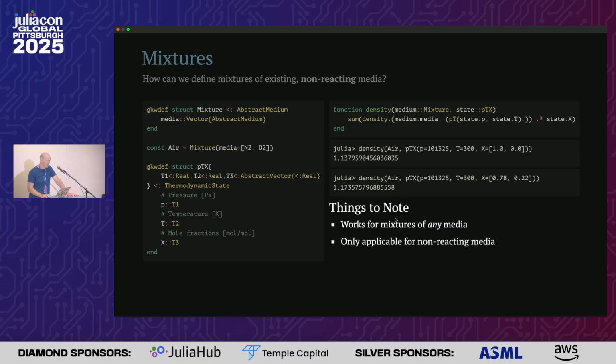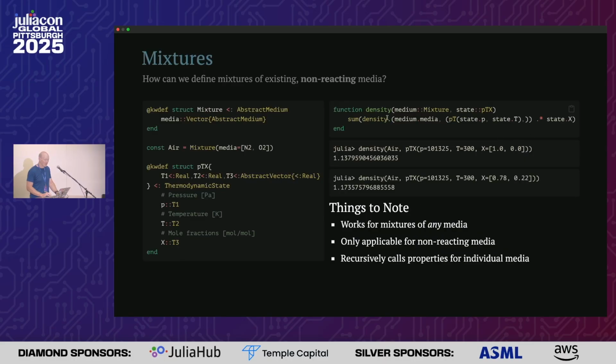And there's a couple caveats. One is that it's only applicable for non-reacting media. So if you were to mix two things together that were then going to explode, this would not apply. If they're reacting, then they're not independent of each other, and you'd need to do something besides this simple weighted averaging for mixing.